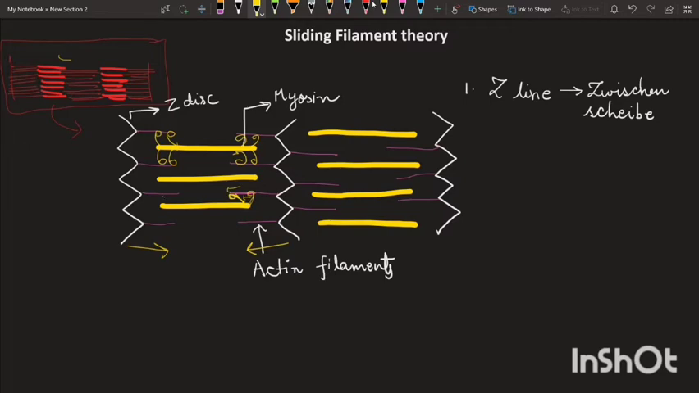Same way here, initially there will be a 90-degree position, that is the cocked position, and then it will pull it like this. This will be the new position, so that this part also comes inside. So this whole Z disc number 1 and Z disc number 2, these two are going to come towards each other. Now, if you want to understand this even better, you can visualize something. Have you ever been to a library?